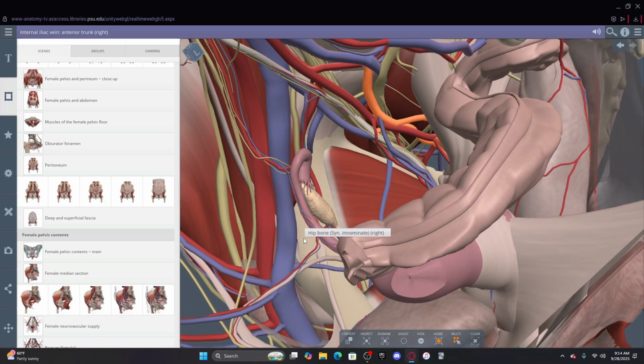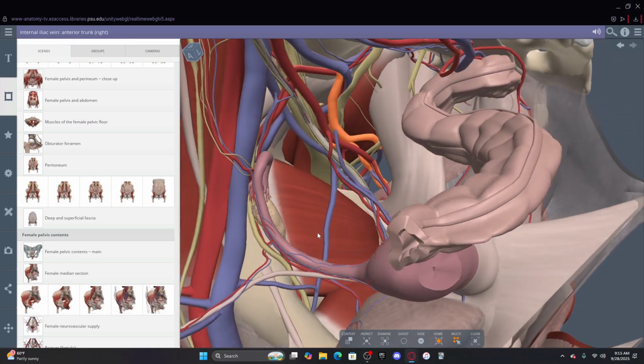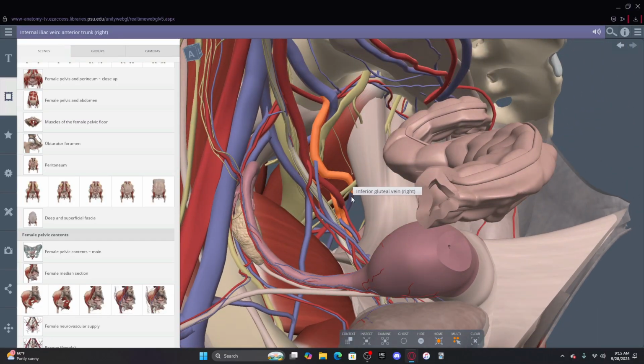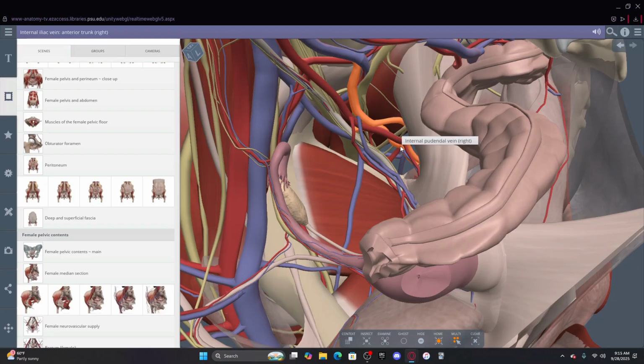It's a little bit, yeah, there we go. So you can see it better, right? So you can see coming from the internal iliac vein, you can see internal pudendal artery. Internal pudendal vein, sorry, coming from that, right? Internal pudendal vein, and then internal pudendal artery, right? So internal pudendal artery coming from internal iliac artery, internal pudendal vein coming from internal iliac vein.